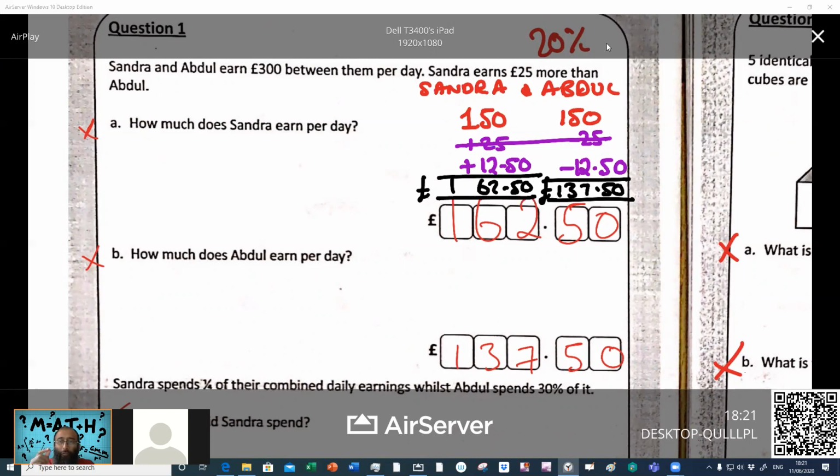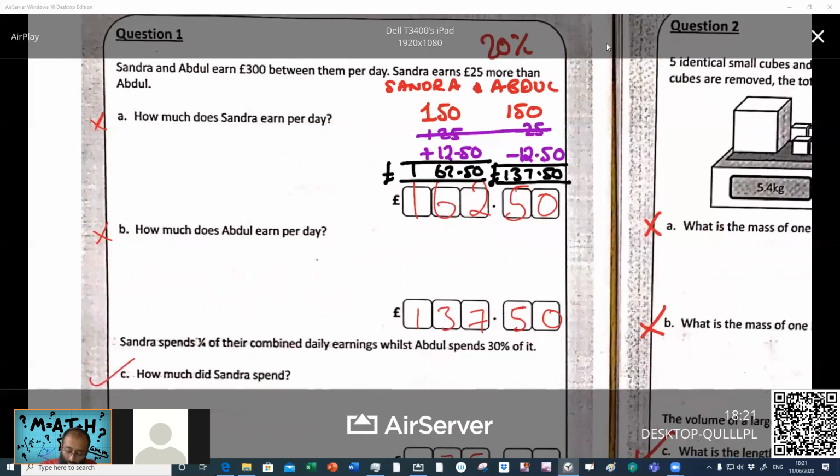So you have to be careful with the wording and understand it properly. So Abdul's money is here, and Sandra's money is there. Remember, if you want to make somebody £25 more, you don't take 25, add 25. You take half of 25 and then you add half of 25, and that makes it exactly £25 difference when you've worked it all out.